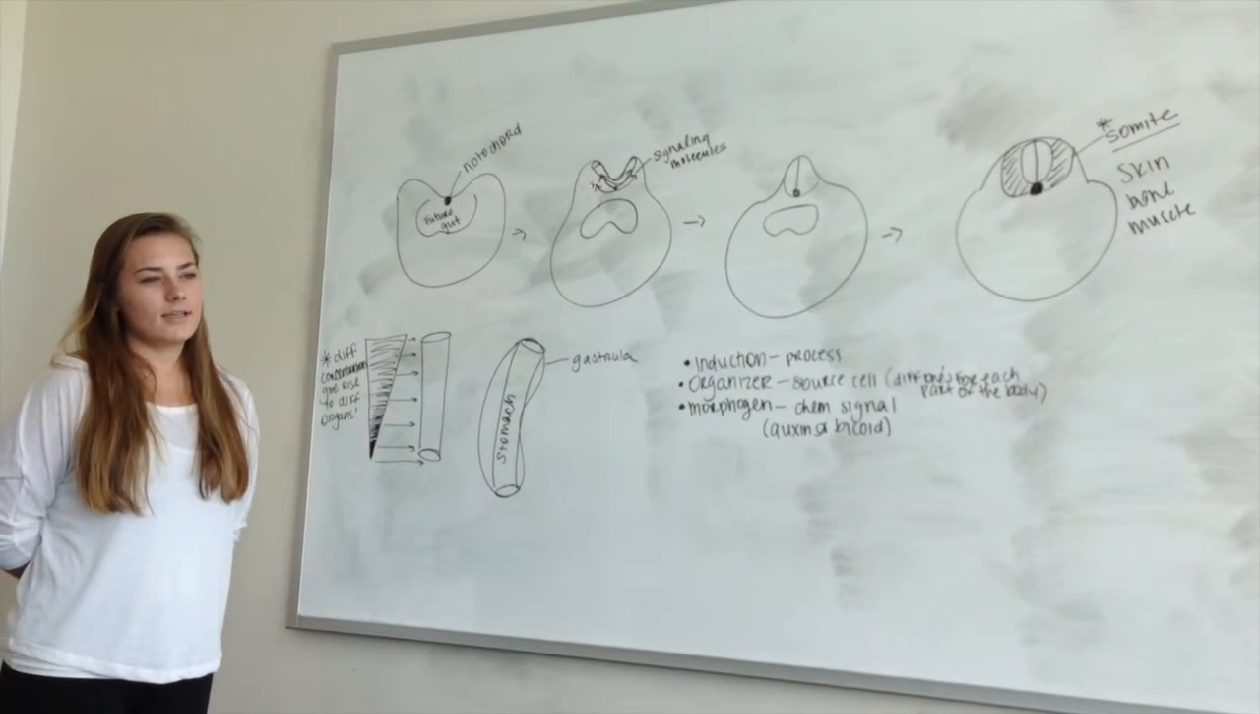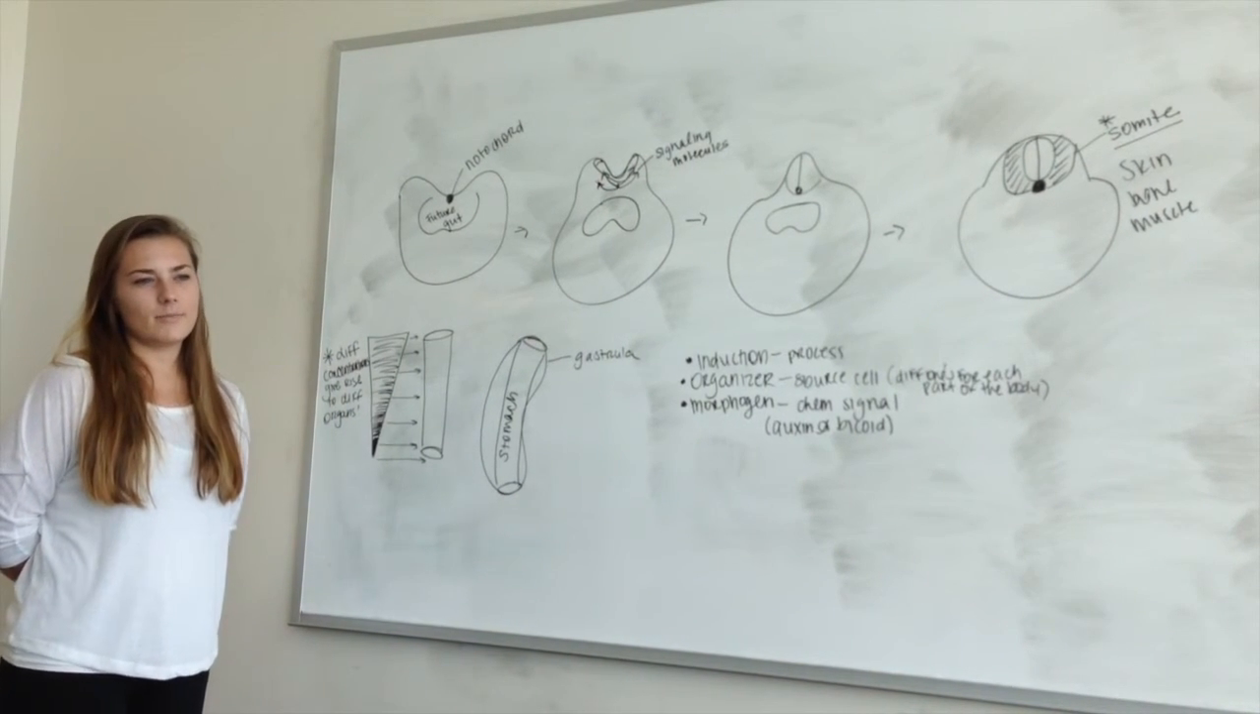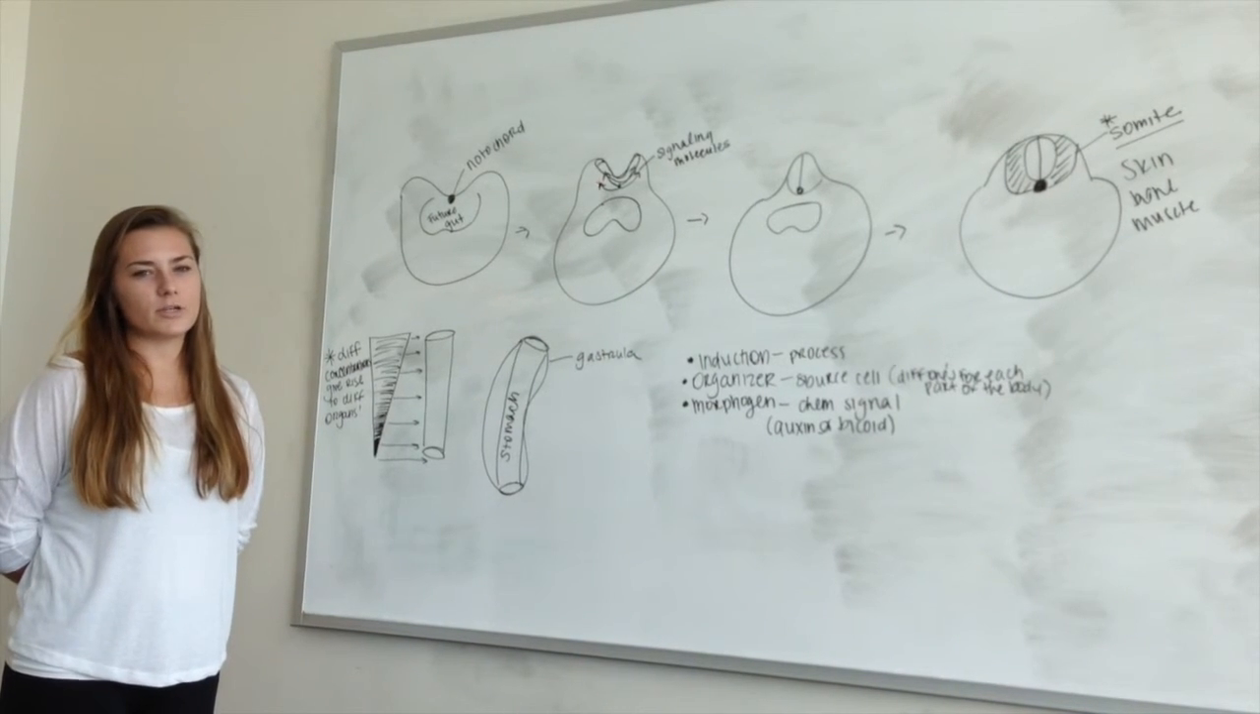Organogenesis is, in sum, the differentiation, proliferation, and movement of cells into a more determined state.